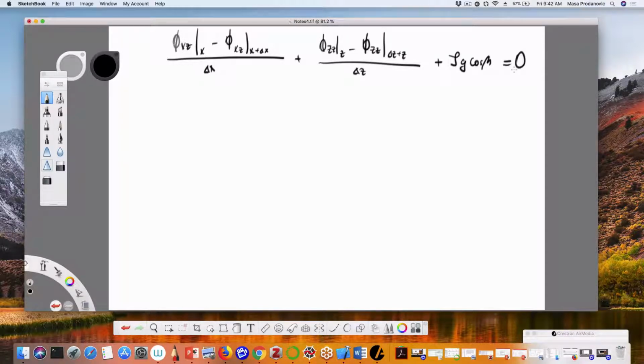So this is the part where I'm going to let this shell shrink around the point. And I'm working this for any kind of point in the fluid, so this is valid throughout the fluid. So I'm going to let delta x go to 0 and delta z go to 0. So my shell shrinks. And this is how we arrive at differential equations, really, in this limit.